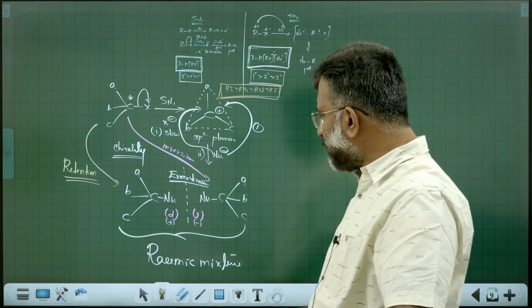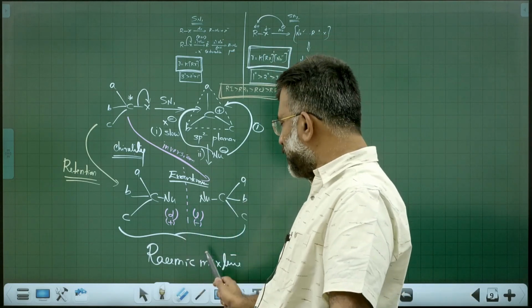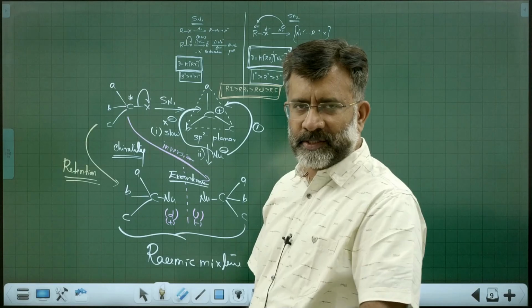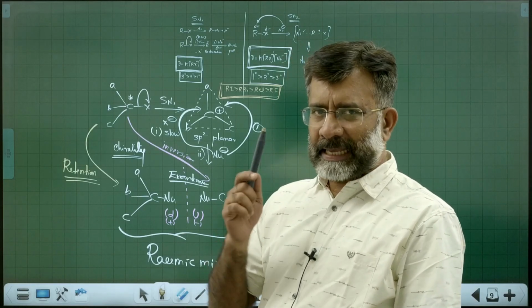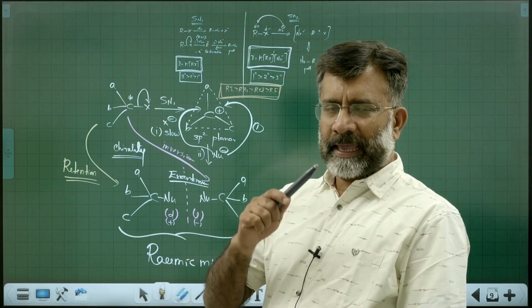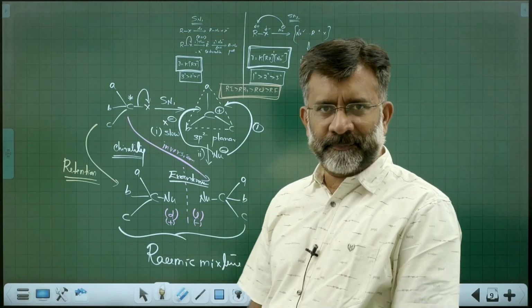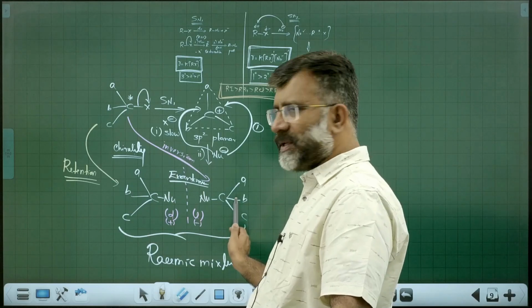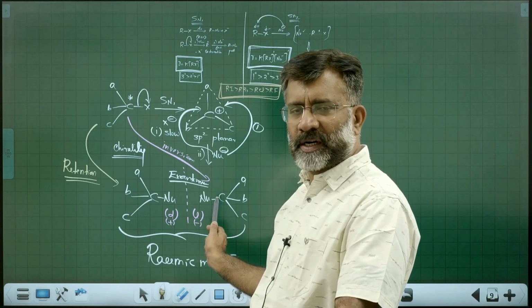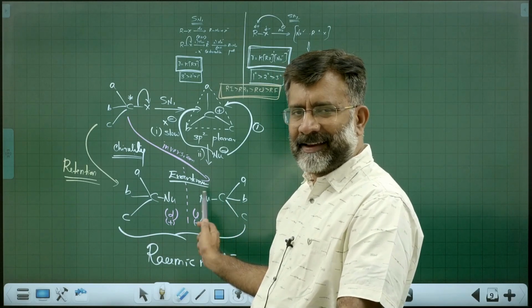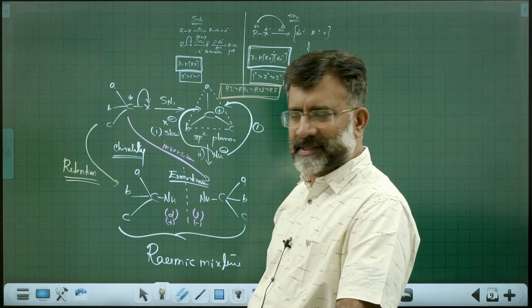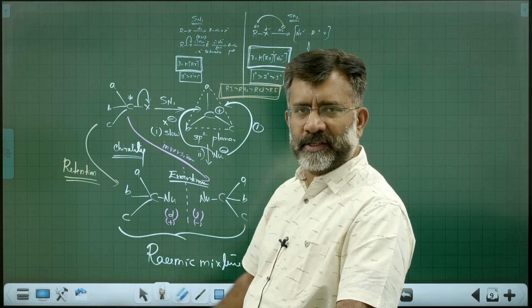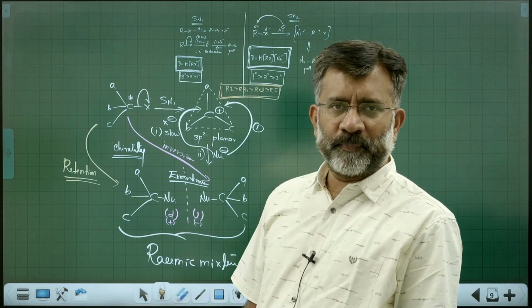A 50-50 enantiomeric mixture is called a racemic mixture. A racemic mixture is optically inactive due to external compensation. The optical rotation given by this molecule is cancelled by this one. That is called external compensation. The mixture is called a racemic mixture, with equal quantities of dextro and levo.